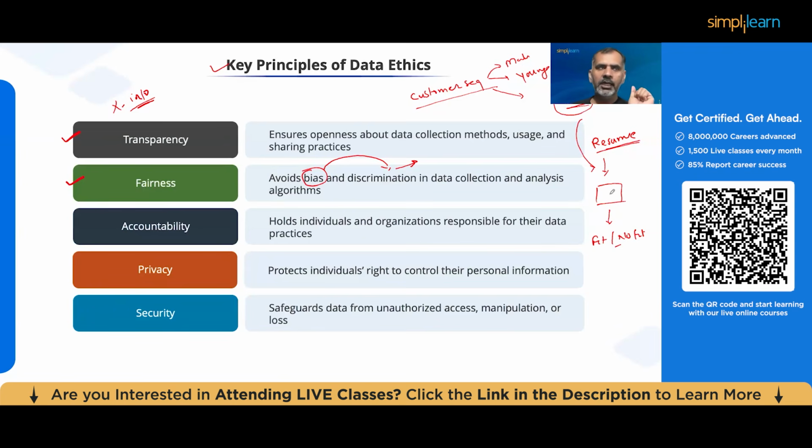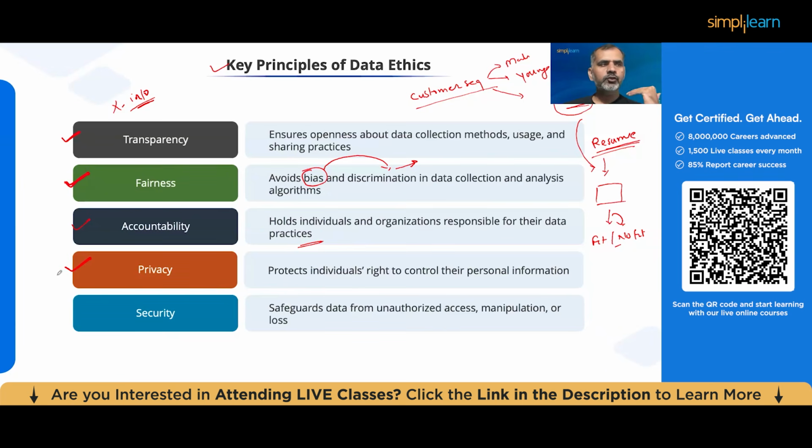And this way, that introduces discrimination. So whenever a female resume comes for scrutinization, it will mostly go into the no fit zone. This is where we need to be very careful while collecting data, that the data should be collected with full fairness. Then talk about accountability, which is very important from an organization's point of view. It holds individuals and organizations responsible for their data practices. Someone should be there who can be addressed if any breach happens, or if any inconsistency happens with the data analysis process or data processing practices.